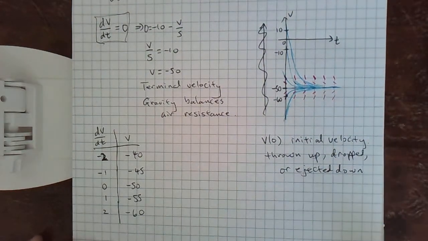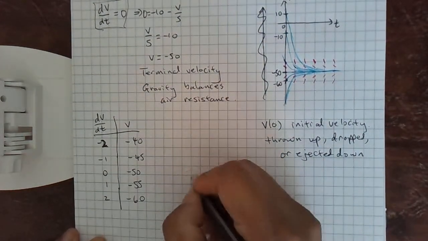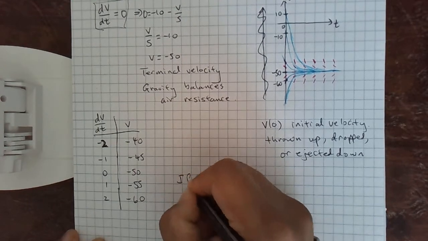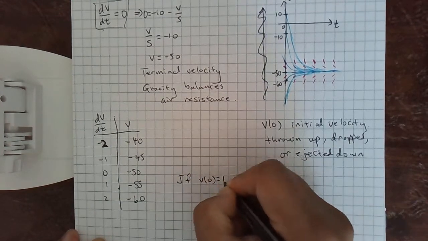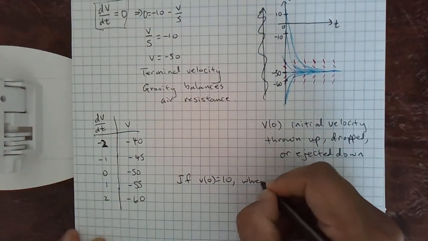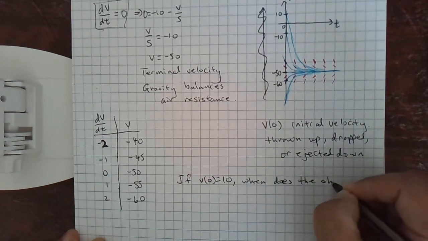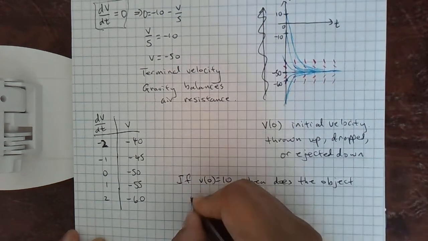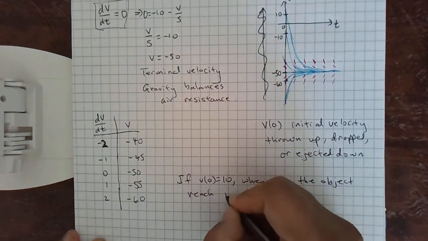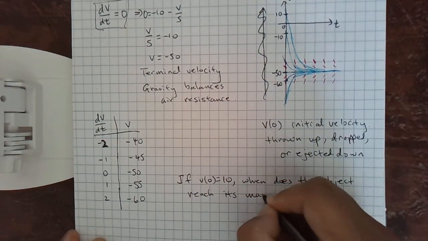Okay, and then let's actually do something that requires a calculation. So we might ask this: if v of 0 equals 10, when does the object reach its maximum height?